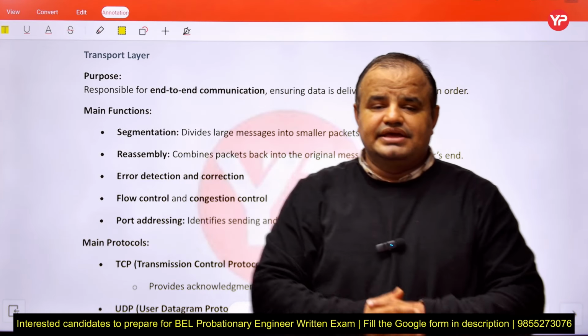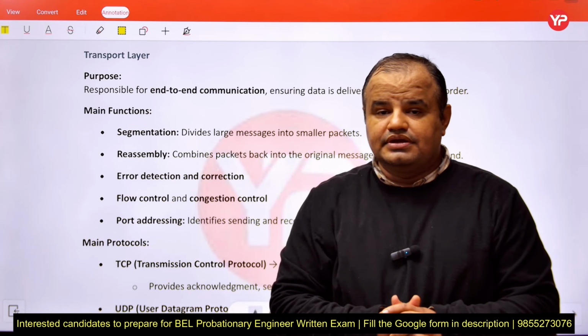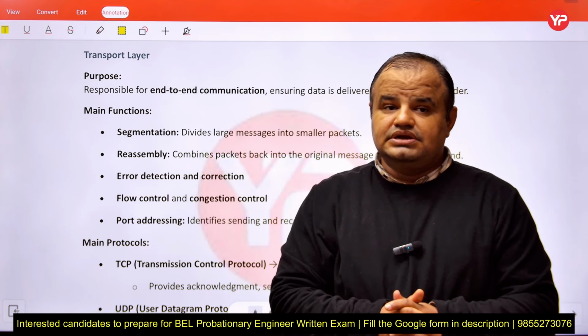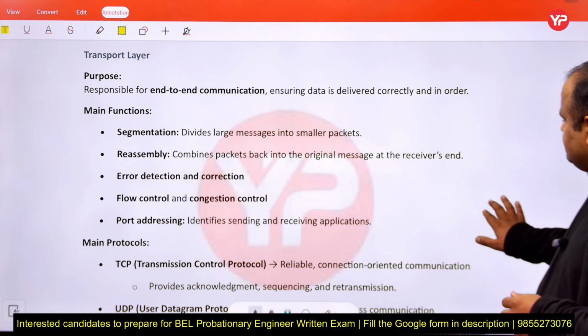Next, error detection and correction. Here we use checksum. It is very important: at the link layer we use CRC, but here we use checksum. Again, this is a very important point, which protocol we use at which layer. Next is flow control and congestion control. Congestion control means, suppose there is congestion in the network, then it's the responsibility of the transport layer to handle these types of situations. And then port addressing.